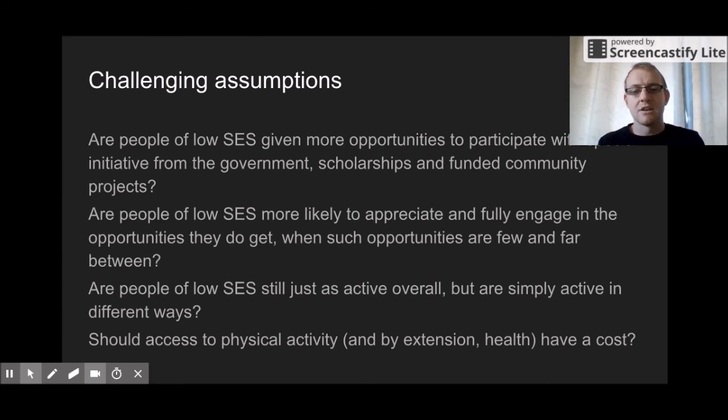And lastly, should access to physical activity, and by extension the health benefits and the things that come with physical activity, should that even have a cost? Or should that be free to every single New Zealander? Should everyone in New Zealand, regardless of how well off they are in terms of money, should everyone have that access?